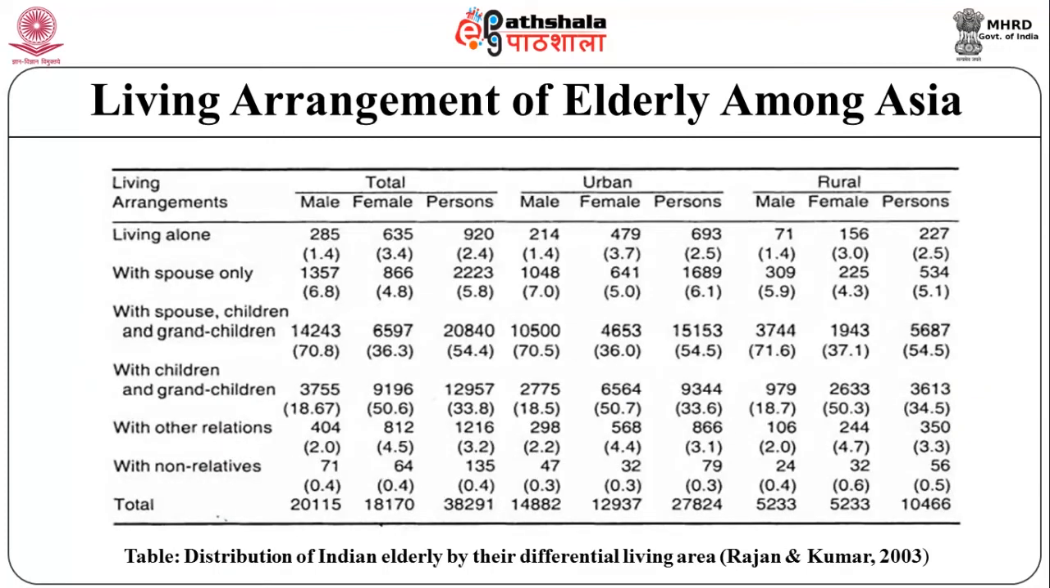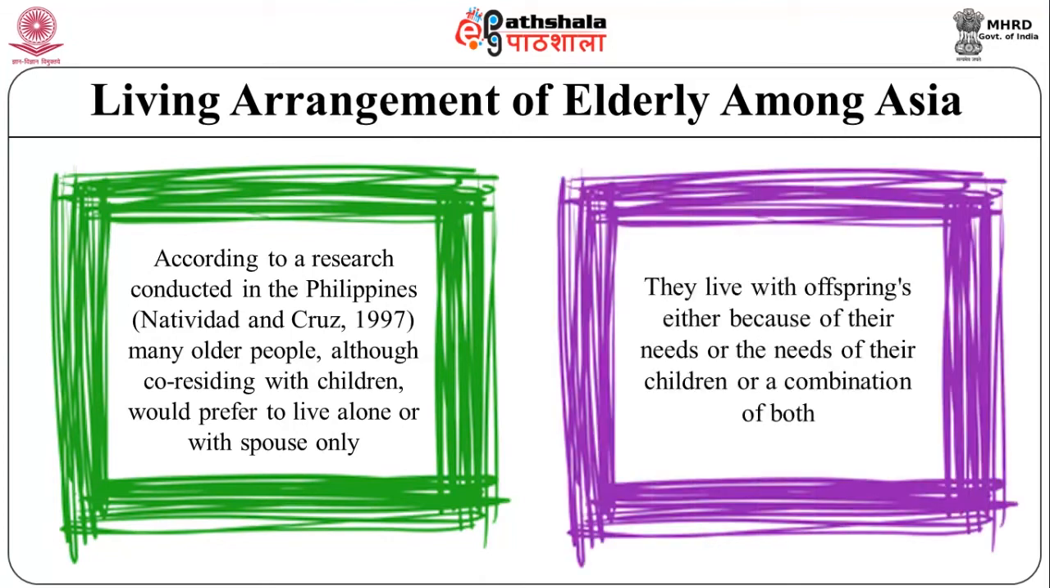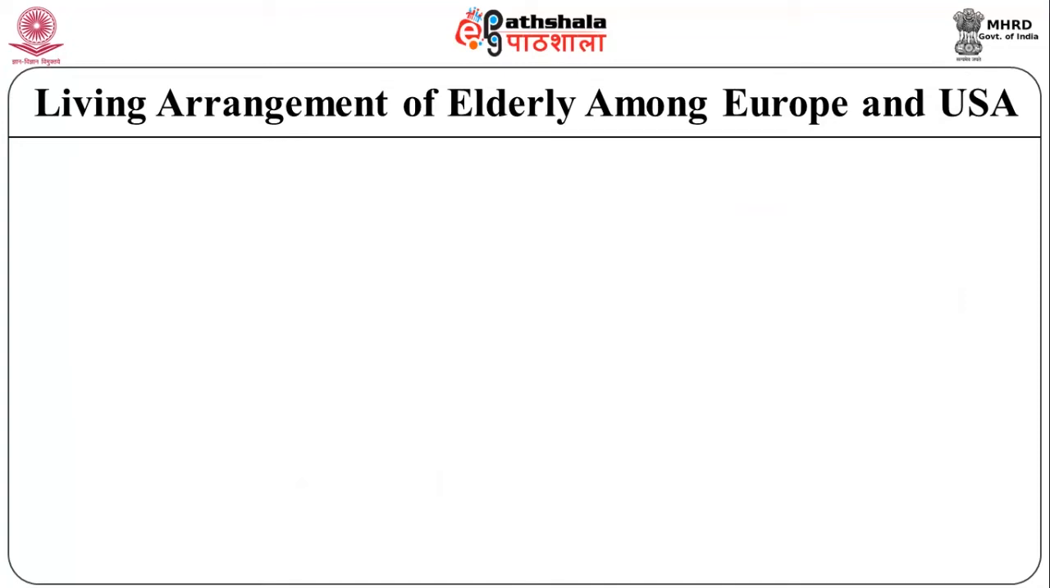All these major and minor changes gradually transformed Indian society from the joint family to the nuclear family system. These changes had profound implications for the support and care of the elderly. According to a research conducted in the Philippines, many older people, although co-residing with children, would prefer to live alone or with spouse only. They live with offsprings either because of their needs or the needs of their children or a combination of both. Now, the living arrangements of elderly among Europe and USA.